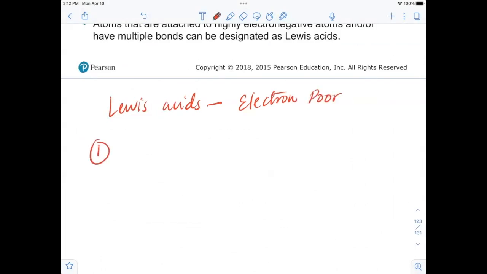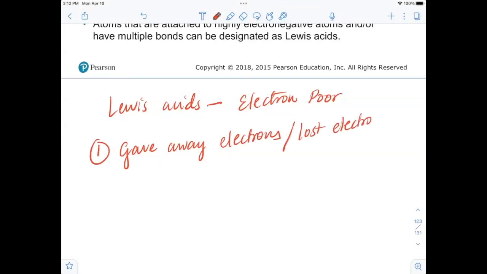Number one, they can become poor because they just gave away electrons. Or you can say lost electrons. You lose your money, you become electron poor. Sorry, you lose your electron, you become electron poor. You give away your electron, now you don't have electrons, right? This is how you end up as a Lewis acid.